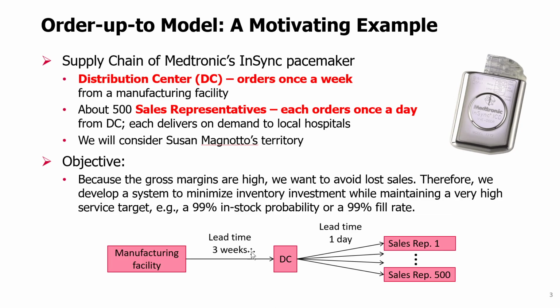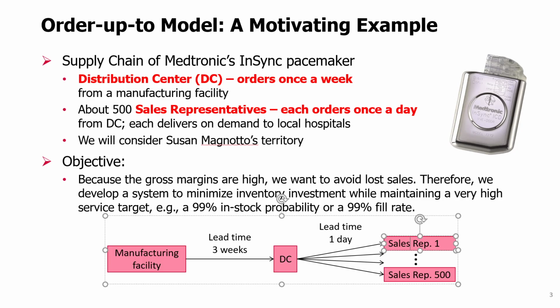And then the lead times, which are the times from the moment a particular party requests an order to the moment they receive an order, are different between the manufacturing facility and the DC. It's 3 weeks. And then the lead time between the DC and the sales representative is just 1 day.